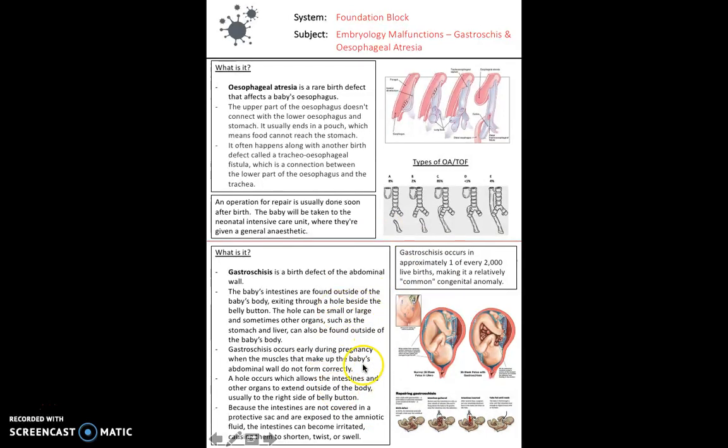It occurs during pregnancy, when the muscles that make up a baby's abdominal wall do not form correctly, and a hole occurs which allows the intestines and other organs to extend outside the body. It's important to be aware of this condition and other conditions that are similar, such as omphalocele and Meckel's diverticulum, and it's important to be able to differentiate between them.